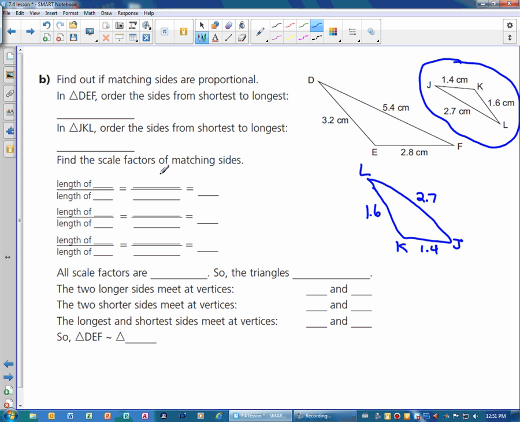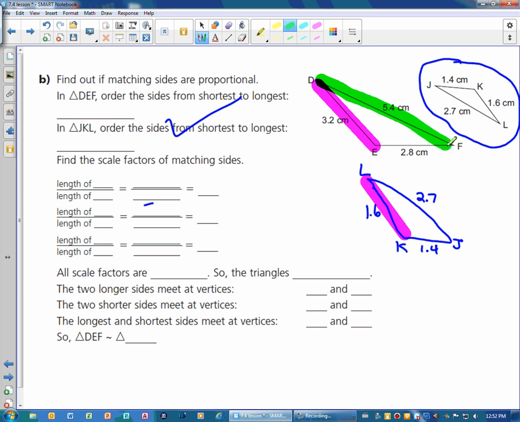So it says in triangle DEF, order the sides from shortest to longest. Okay, so that's done. Find the scale factors of the matching sides. So my matching sides are this to this, this to that, and here to here. I'm going to get a little easy here. I'm not going to write all this stuff in, I'm just going to write in the numbers.